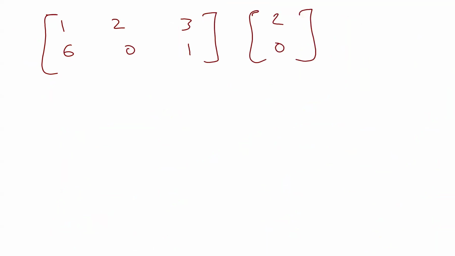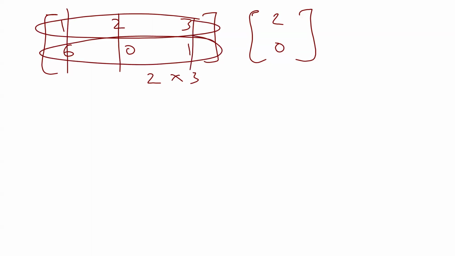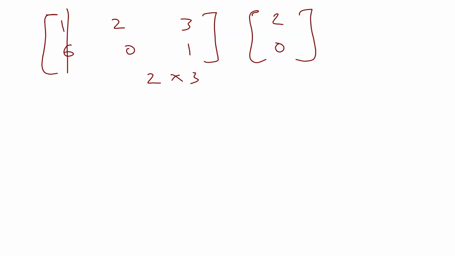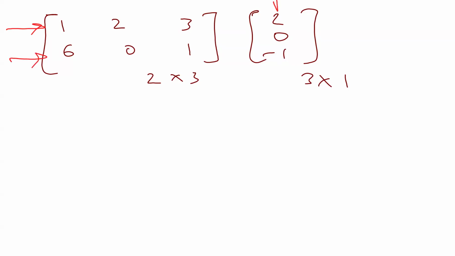The order of the first matrix is 2 by 3. 2 horizontal rows, 3 vertical columns. I think I should make it 3. Sorry. 3 horizontal rows and 1 vertical column. Now we can multiply these two matrices. Put these arrows over here.